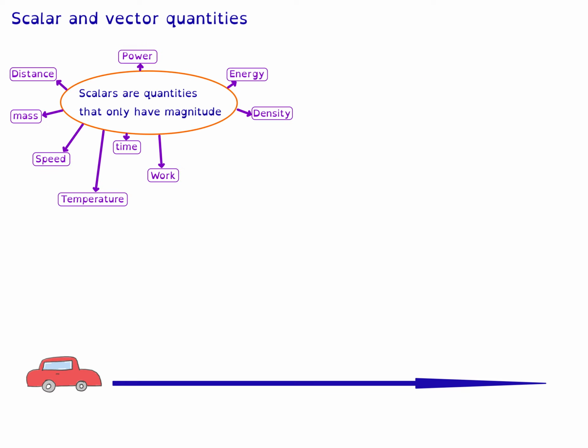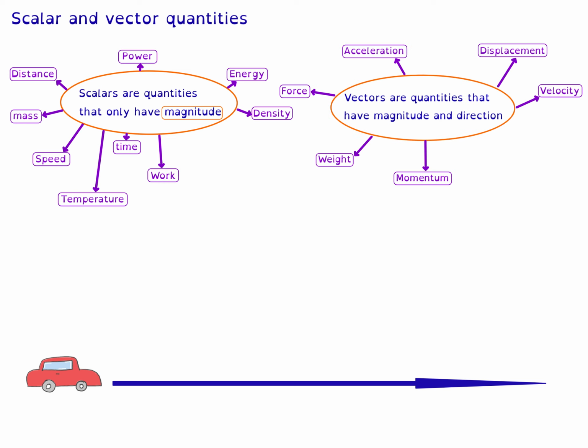Power, distance, mass, speed, these are all examples of scalars. A scalar is a quantity that only has magnitude, whereas acceleration, displacement, velocity, force, and momentum are all quantities that are vectors. These have magnitude and direction. Magnitude is an amount of something and it's represented by a value, a number. For example, water boils at 100 degrees Celsius.